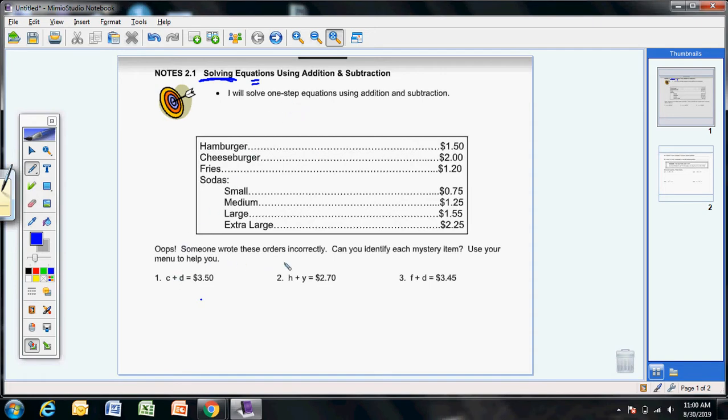So you've got 3 equations here, but the person that took the order got something wrong. For example, number 1, we know that C is probably this cheeseburger, but what the heck is D? Your job is to figure out what that mystery item is, what was the mistake, and then come back and check your answer.